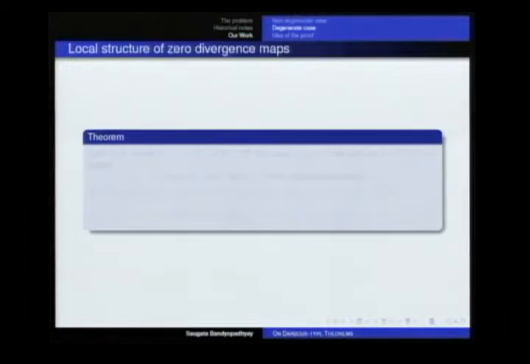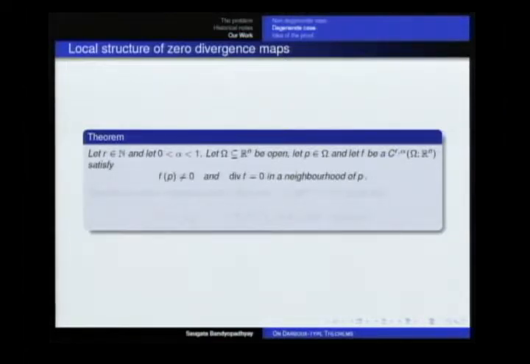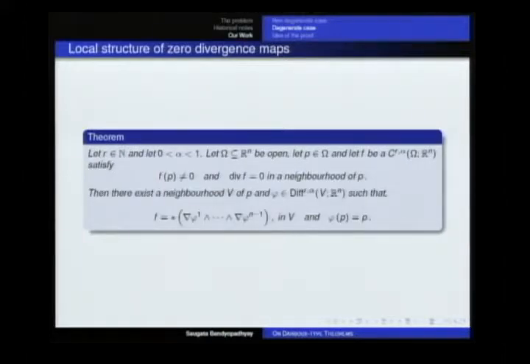Okay, and another amusing application. This tells you something on the local structure of zero divergence maps. Suppose you have a function f of regularity C^{R,alpha}, so that f of p is not equal to 0, and the divergence of f is equal to 0 in the neighborhood of p. Then up to a change of coordinates, one can always write f as a wedge product of the gradients. This is quite interesting. It tells you something on the local structure of zero divergence maps.